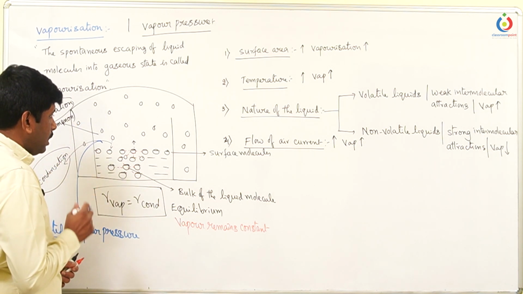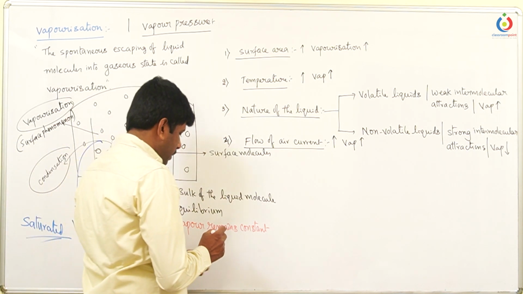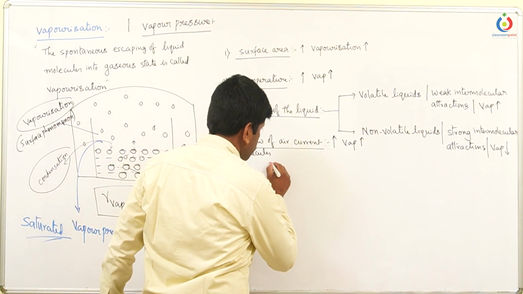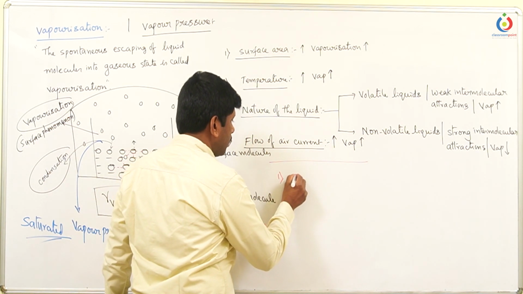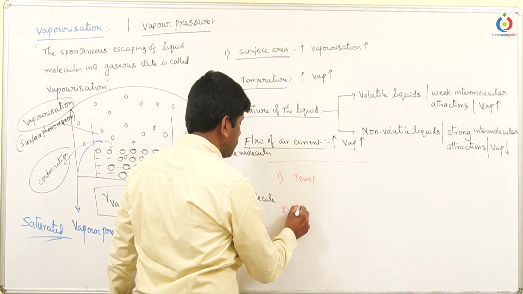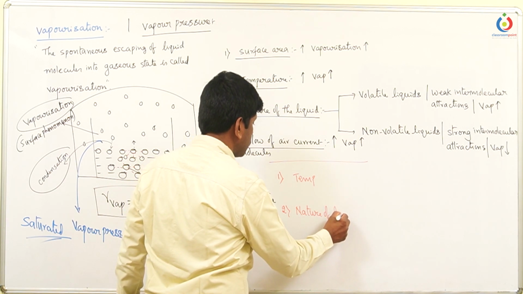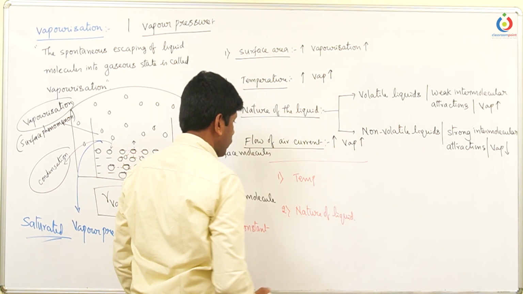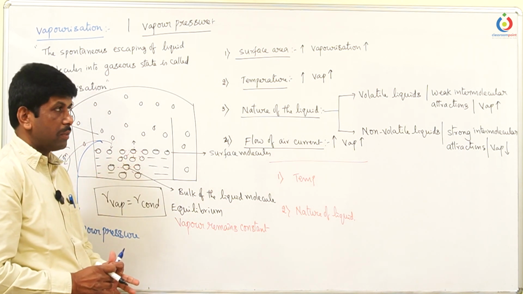Now, let us see which factors influence this vapor pressure. The vapor pressure is influenced by two factors. They are temperature, and the second one is the nature of the liquid. So how does temperature influence the vapor pressure?